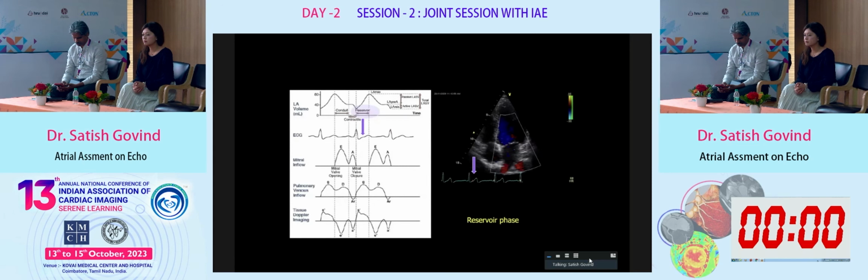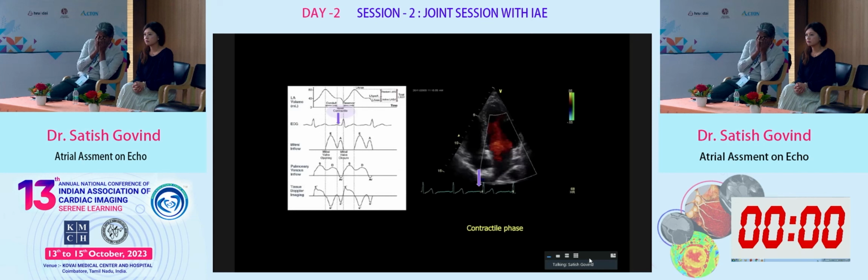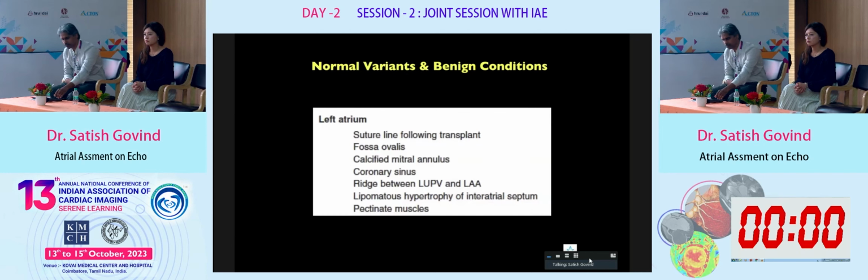Now, a quick review of the physiology. Here you have the flow coming into the left atrium. You have the reservoir phase during systole. Then you have the conduit phase when the mitral valve opens and flow is happening, as you can see, nicely seen on the echo. And then you have the final phase, the contractile phase, where the left atrium contracts. So these are the three basic phases.